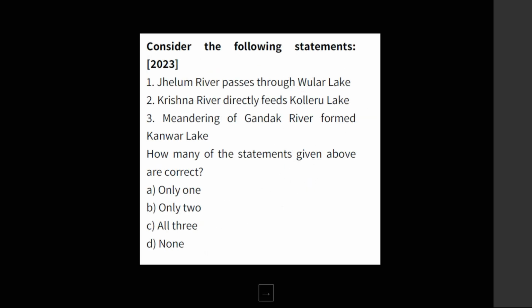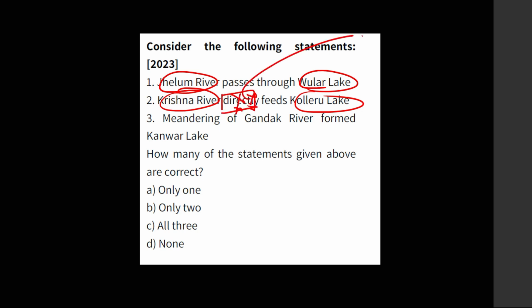Next, you can see again questions have come on wetlands and rivers. Because this was a very easy question. Why? You can solve this question using the elimination trick. You can see Krishna River directly feeds Koleru Lake. You can see directly is what? Directly is an extreme word. You can eliminate that. So statement 2 was incorrect. So 1 and 3 was the answer.